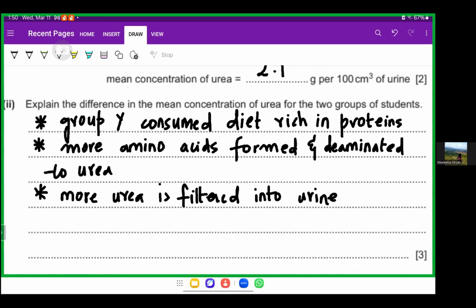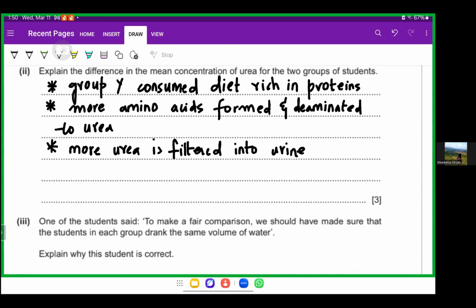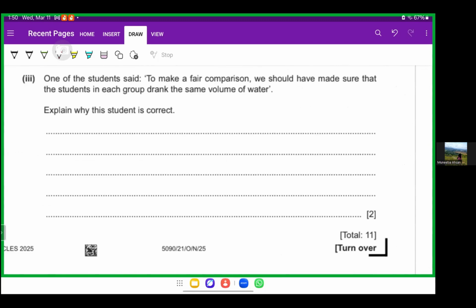Okay, moving on to the next part. One of the students said to make a fair comparison, we should have made sure that students in each group drank the same volume of water. Explain why this student is correct. Obviously, in order to make this experiment more reliable, we have to make sure that each group drank the same volume of water. The reason is that it affects the volume of water used to form urine, right? The more water you consume, the more urine will be formed.